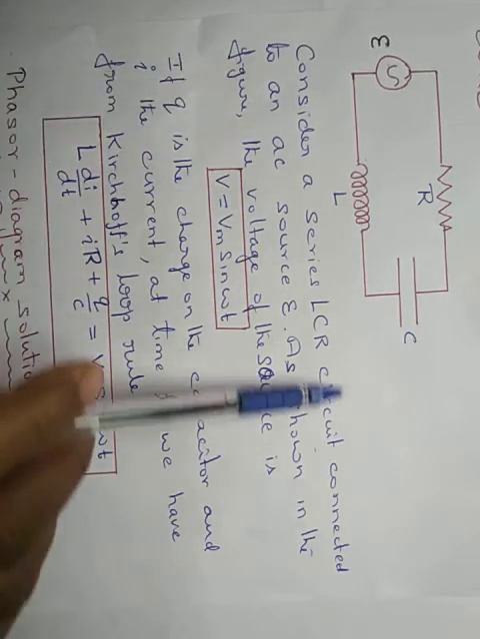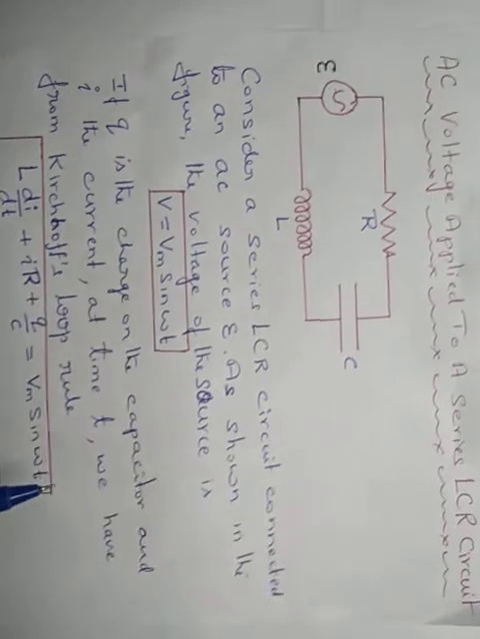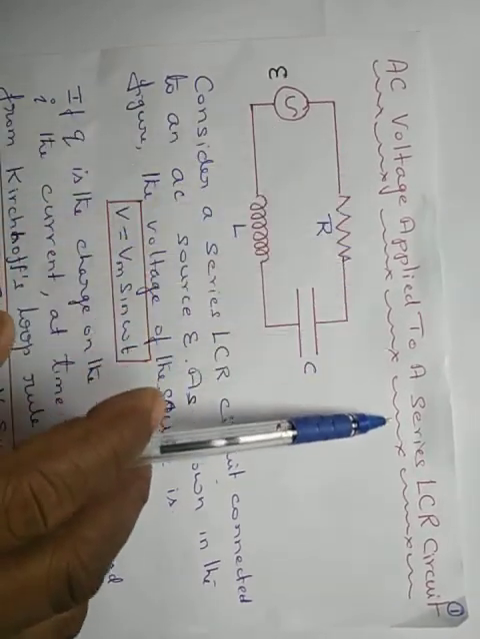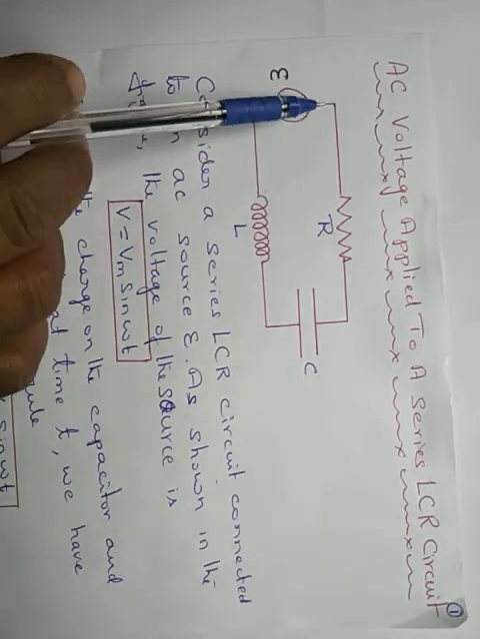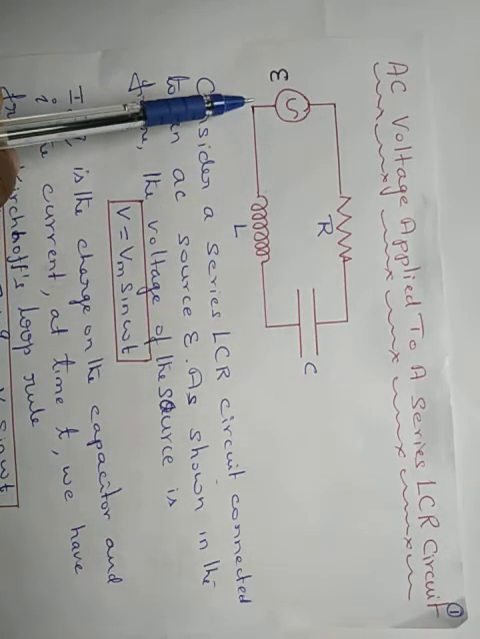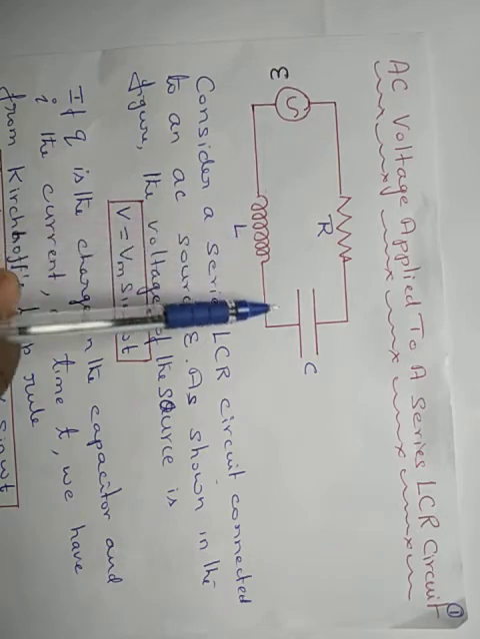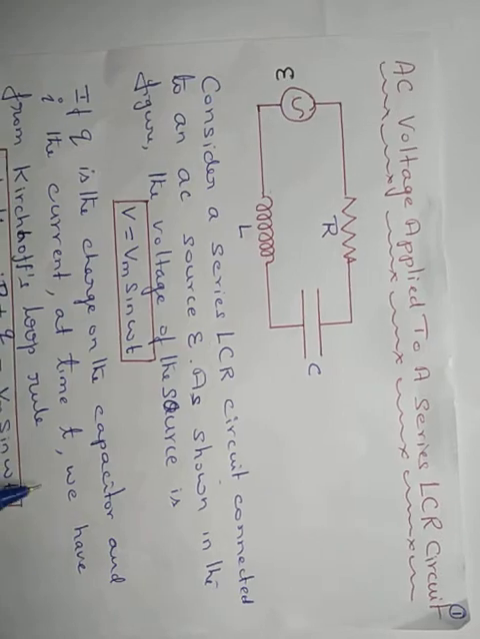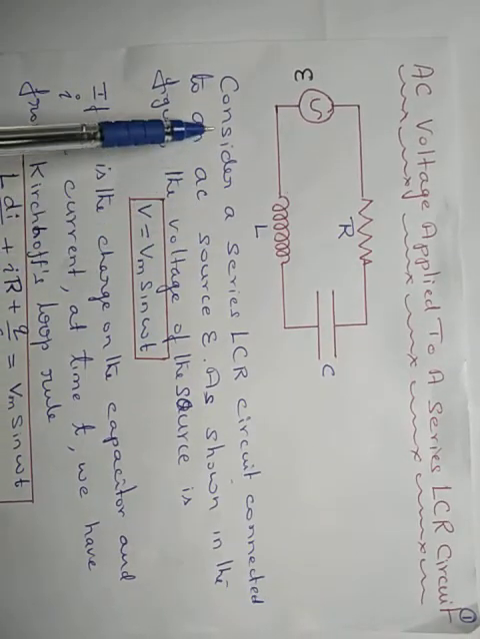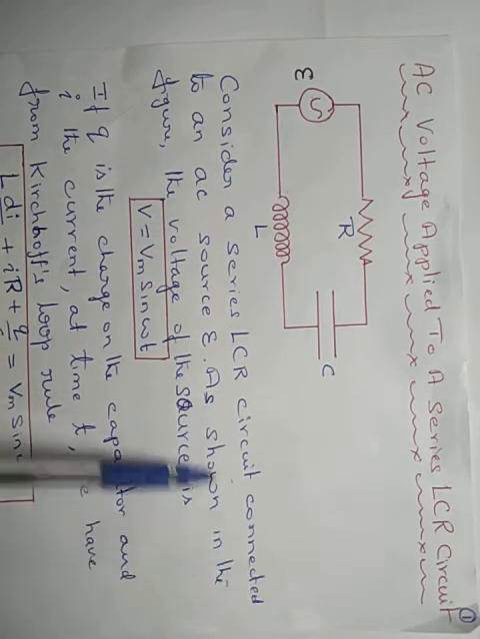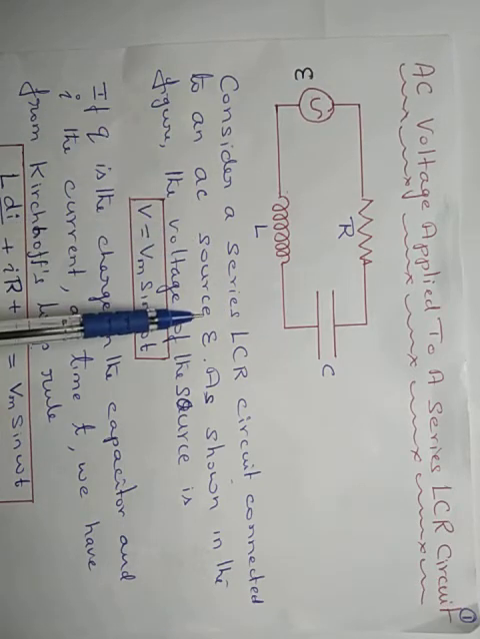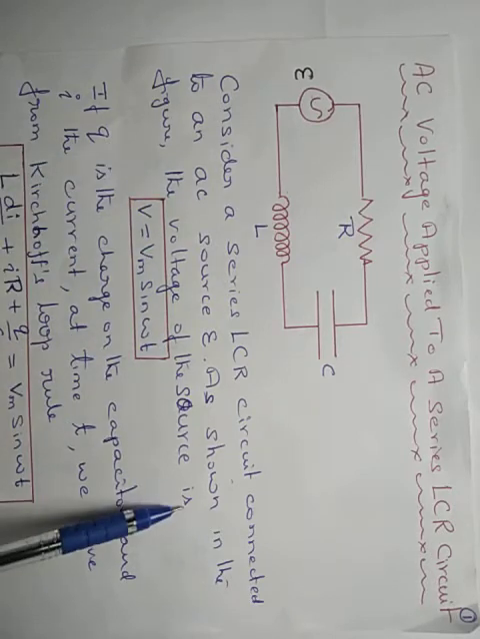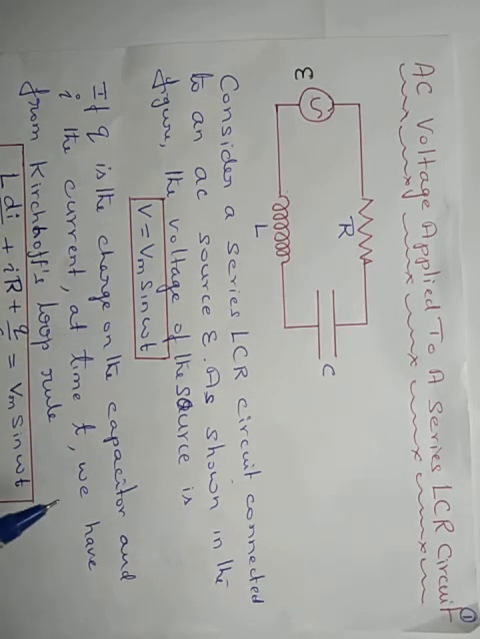Okay. So, you have to write this explanation. If it is asked in the examination, AC voltage applied to a series LCR circuit, you have to draw the circuit diagram, you have to draw L, C and R in series with this AC source, then you have to write this explanation. Consider a series LCR circuit connected to an AC source E. As shown in the figure, the voltage of the source is V equal to Vm sin omega t.